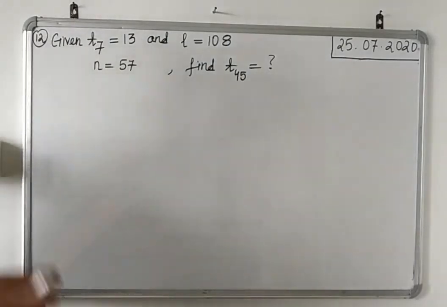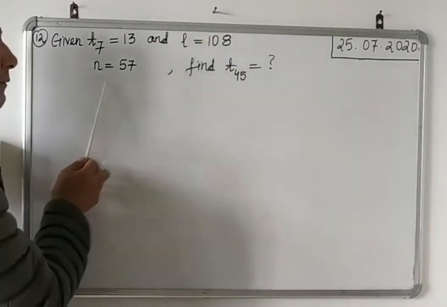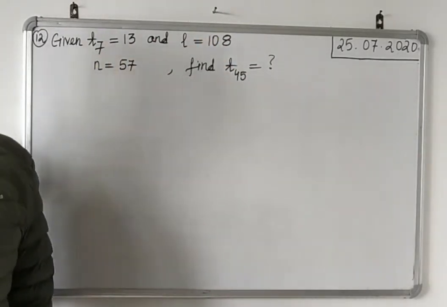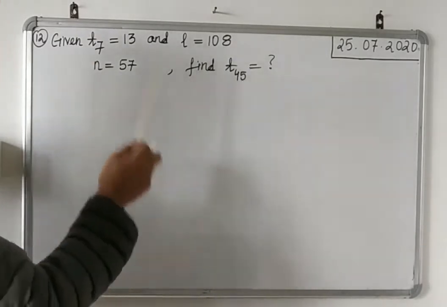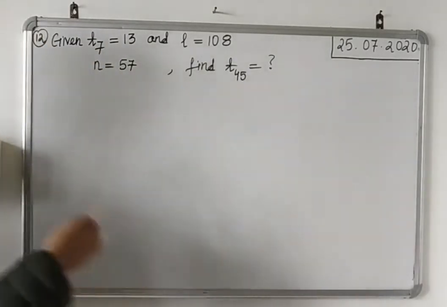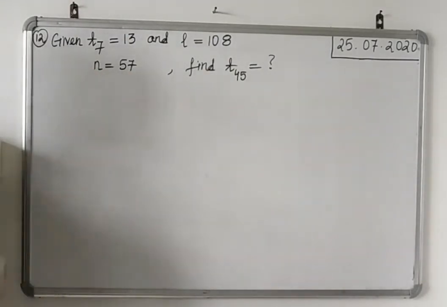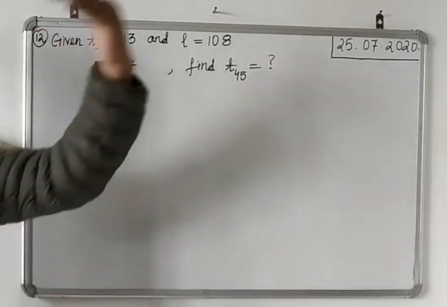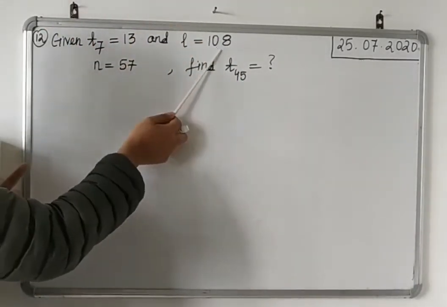Where the seventh term is 13 and the last term, the 57th term, is 108. We need to find the 45th term. Are you getting the question? Read the question once again. 57 terms are there, from the 1st till the 57th. The last term is 108, which means the 57th term is 108.